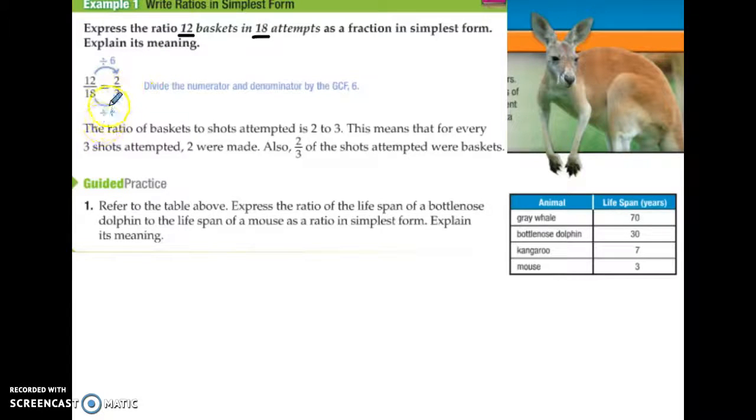And so we look for a common, or greatest common factor, for both numbers, 12 and 18. Well, 6 goes into both of them. So if I take 12 divided by 6, I get 2. 18 divided by 6, I get 3. So my ratio is 2/3. What this means, in English terms, is a couple things. Every 3 shots I attempted, I made 2 of them. Or you could say I made 2/3 of the shots that I attempted. But the ratio is 2 to 3. So you made 2 out of every 3 shots you attempted.